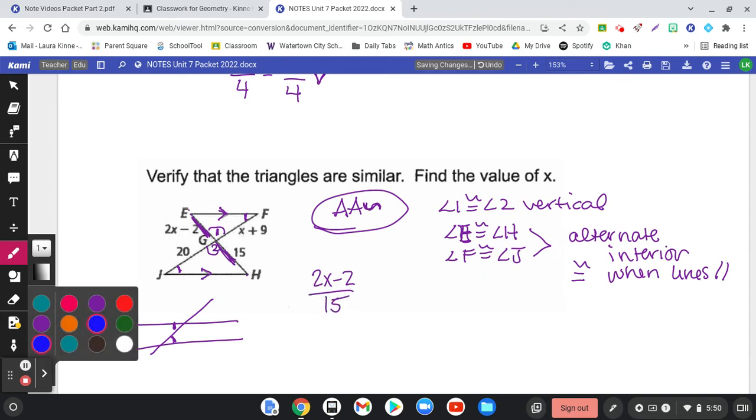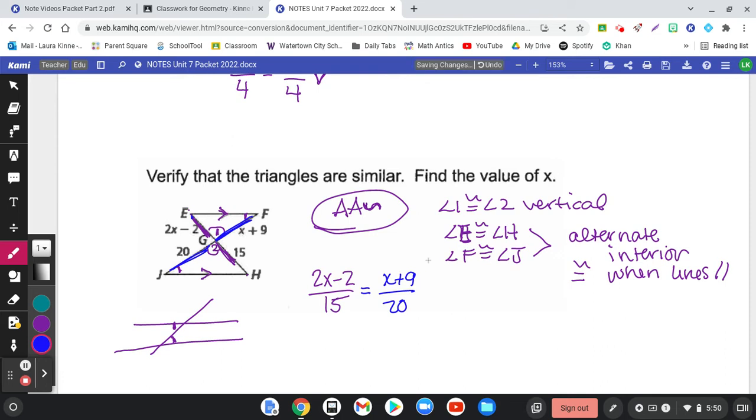And then for my second half of the fraction, I started up here, so I want to do x plus 9 is corresponding with 20. All right, so now you can just cross multiply. 20 times 2x would be 40x, and 20 times negative 2 is negative 40. Over here we have 15 times x, which is 15x, and 15 times 9 would be 135.